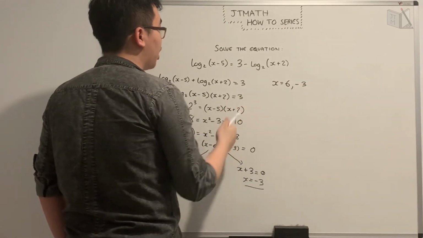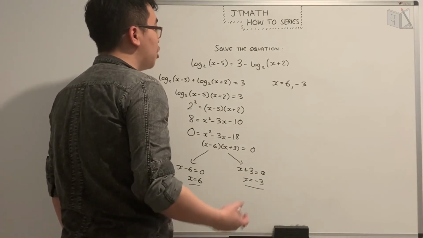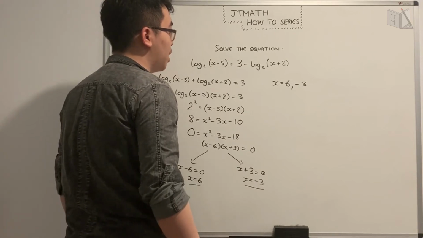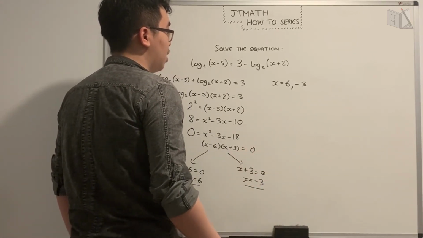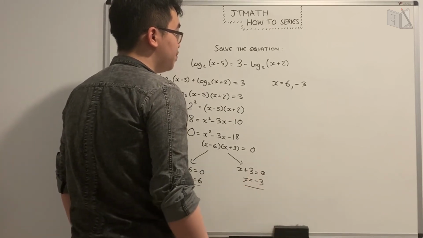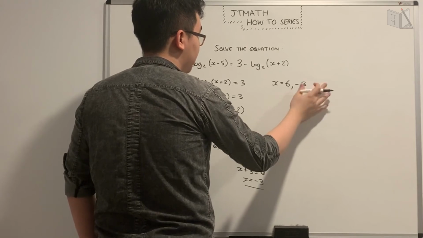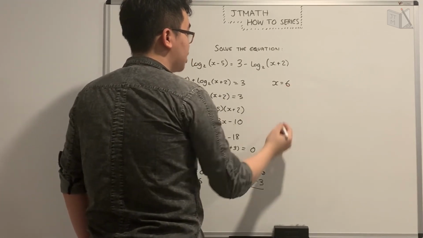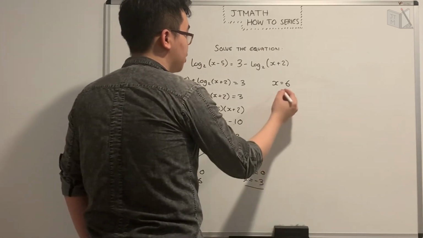However, because we're working with a log function, we have to keep in mind the domain and its relevance in terms of what answers we put in here. The domain of a log function requires the argument to be greater than 0, which means that we have to exclude this minus 3 value, and it is not part of our answer. x equals 6 is part of the domain of our log function, so we can say that x equals 6 is our final answer.